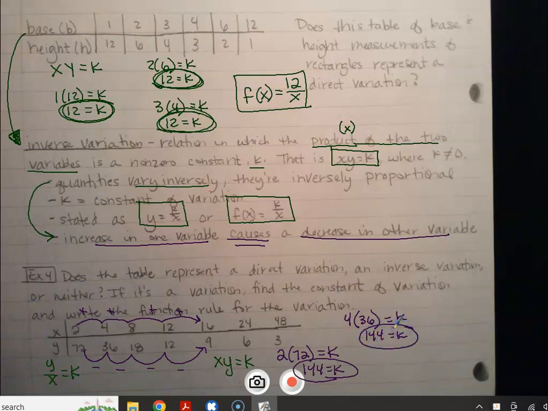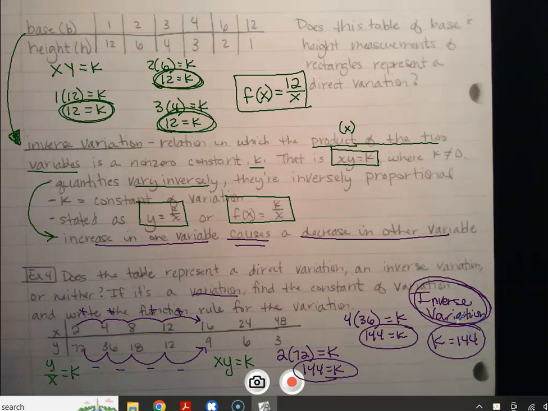All right, so if you did this for all of them, then you would find that it is an inverse variation because all of your k's are 12. So woohoo, it's an inverse variation. So if it's a variation, find the constant of variation. We did that, k equals 144. And write the function rule. Okay, so just like up here, we're going to say f of x equals our k value, so 144, divided by the x value. Ta-da! There is our function.